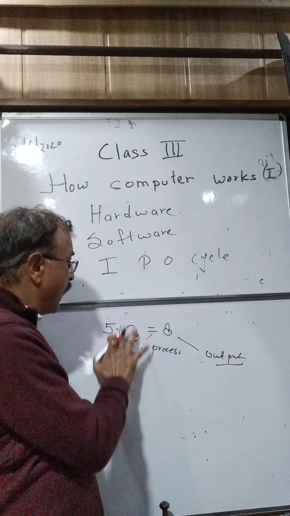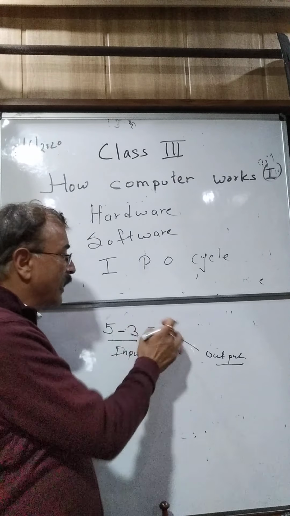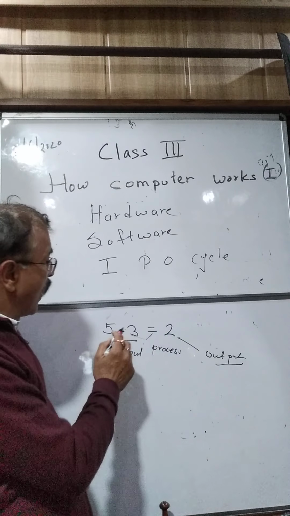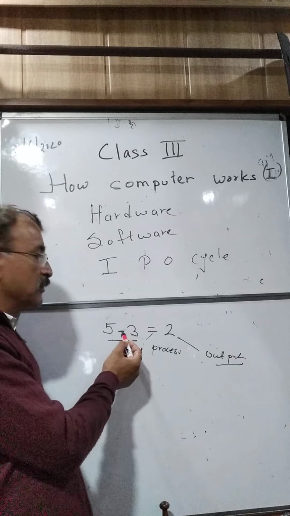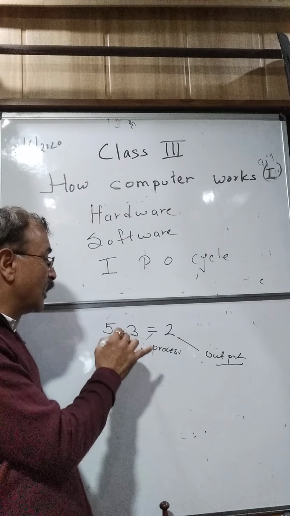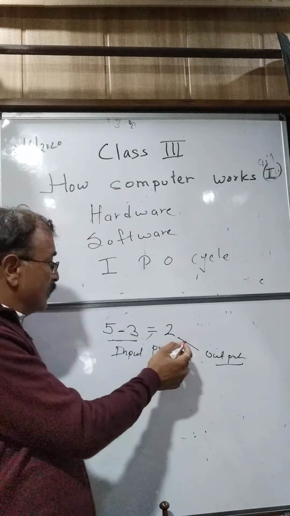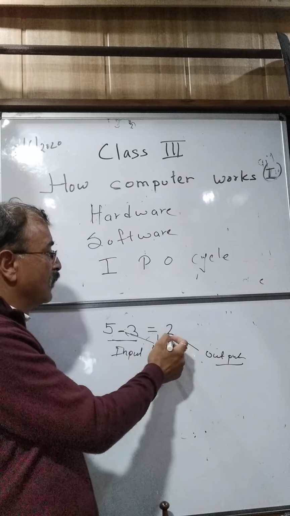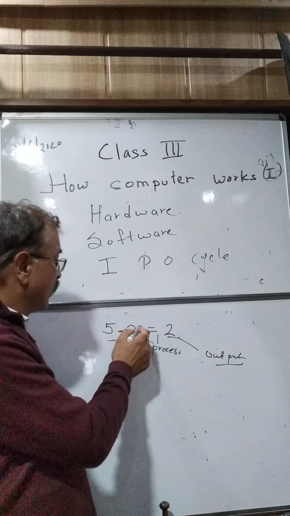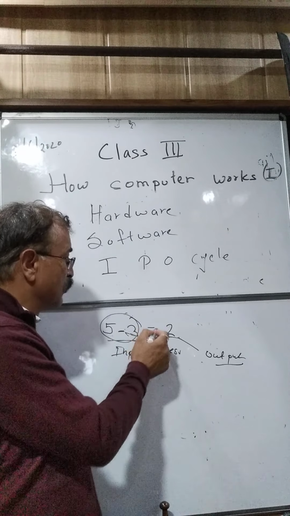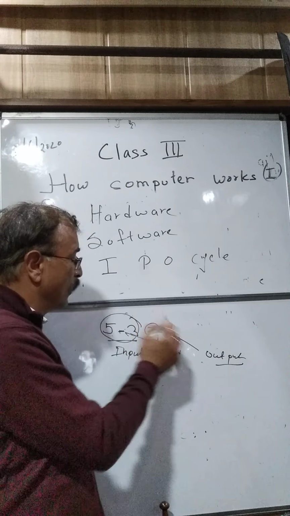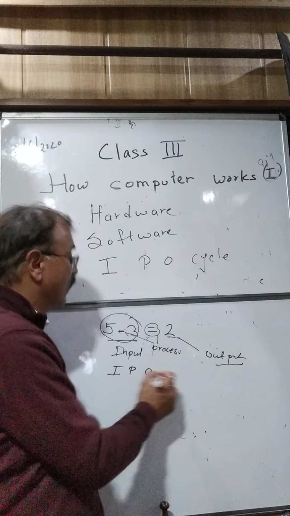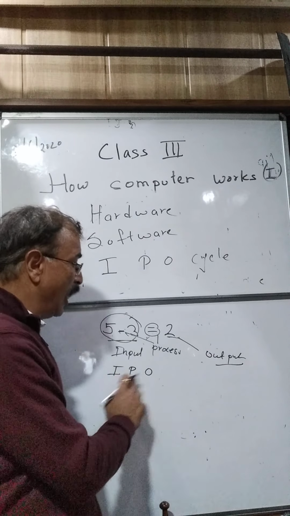Now if I write minus 3 here, you will not get 8. You will get the answer 2. Why? Because the computer knows that it has to subtract, because you are giving the command. You are telling the computer to subtract. Clear? So the computer will process and give you the answer 2. So this is input, this is processing. It will process according to that, minus and equal, and that will get the output. So this is called the IPO cycle. Input, processing, output.